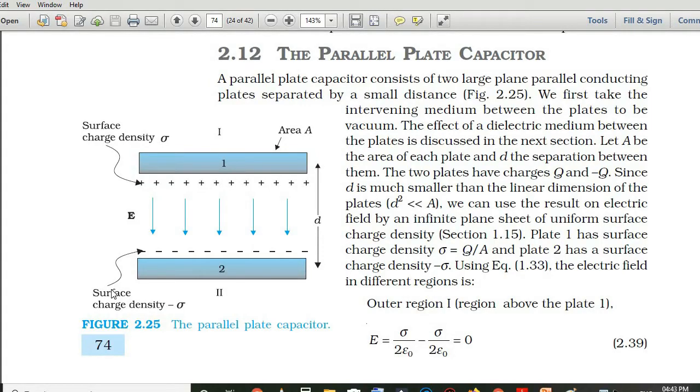Hello everybody. Today we shall study more about capacitance and the parallel plate capacitor. Last day we discussed what a capacitor is and what the equation for finding the capacitance is. We also discussed the effect of a dielectric medium present inside a capacitor. Today we shall study more about it.